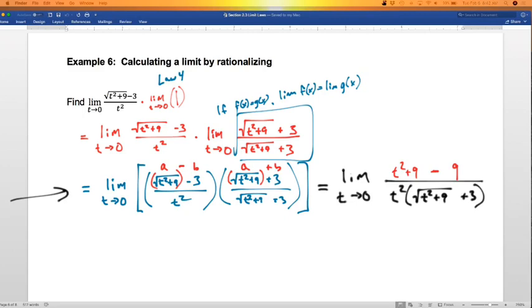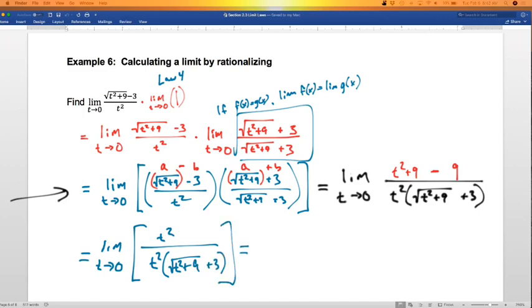But here's where the simplification comes in. The top is going to simplify to t squared, because those 9s will eliminate each other. And then that t squared in the numerator is going to cancel out with the t squared in the denominator and leave you with the limit as t approaches 0 of 1 over the square root of t squared plus 9 plus 3.